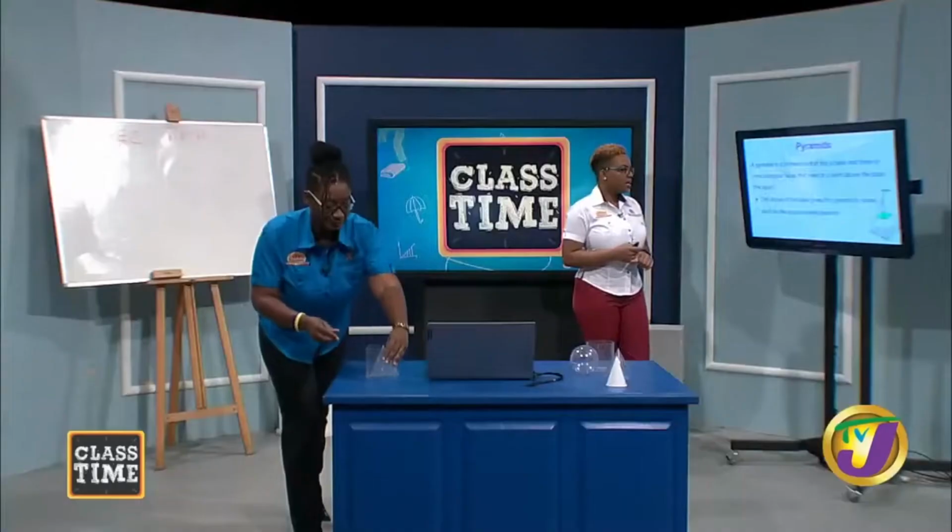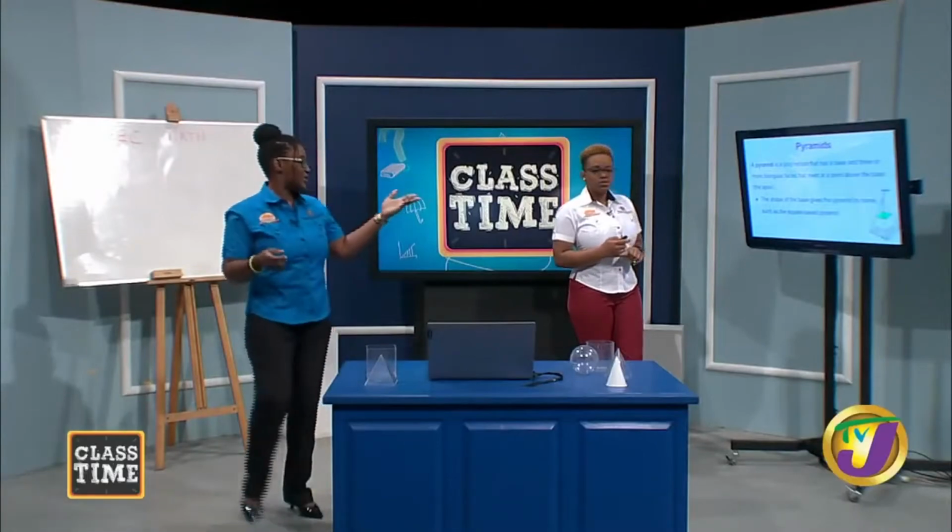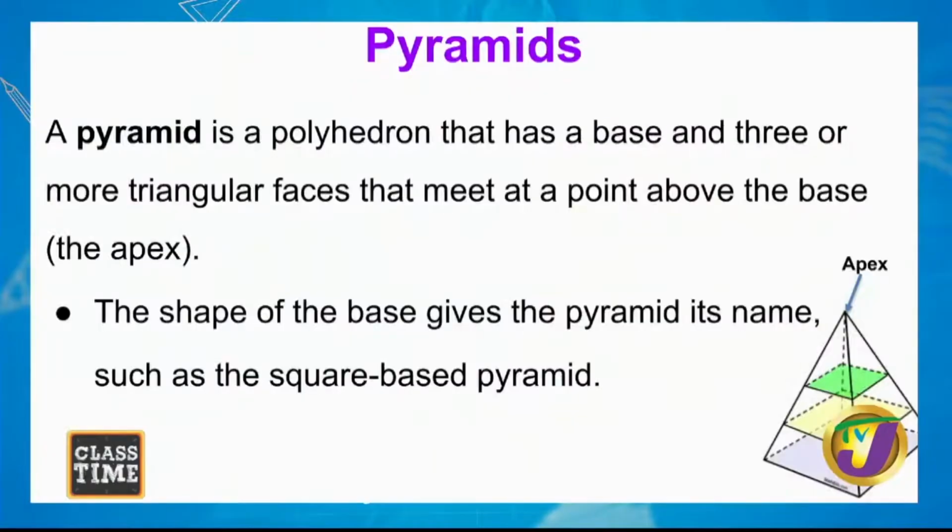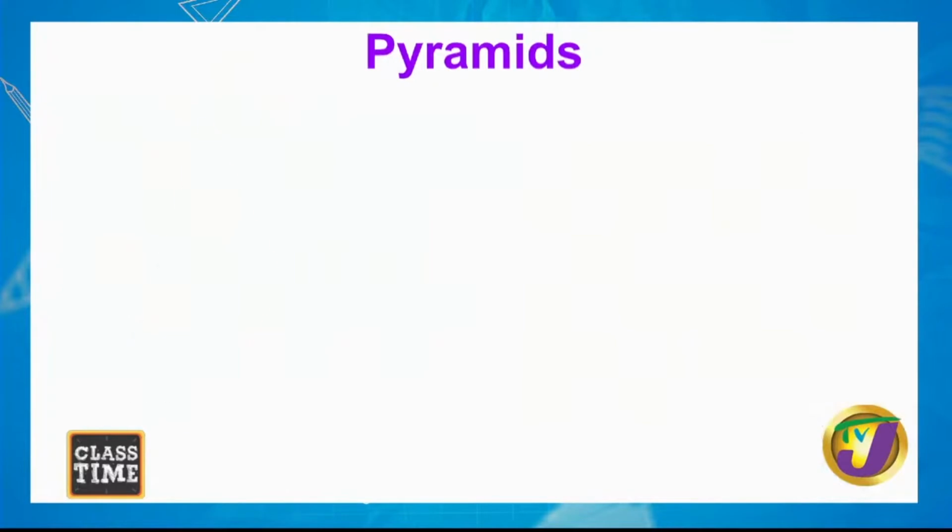Pyramids. Okay. And it's in the picture. Sorry to cut you. It's actually the picture with the several colors showing us what's happening. Right. The shape of the base gives the pyramid its name. And in this case, as you also used the manipulative there, this is a square-based pyramid. Yes. As you can see.